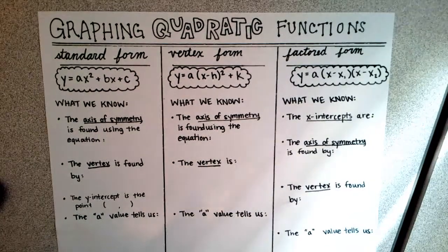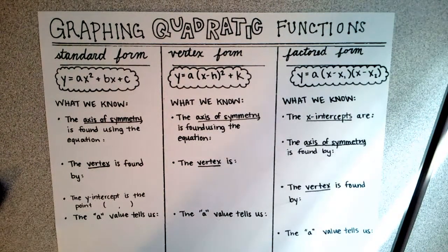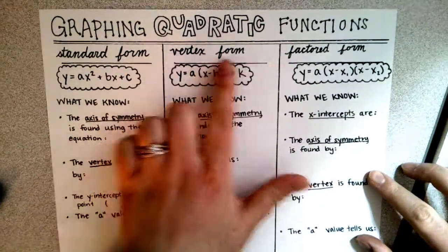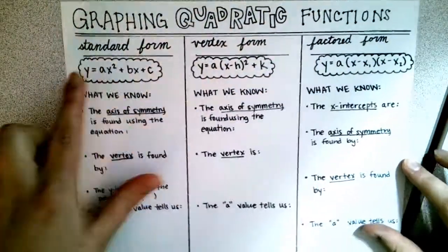Hi Algebra students! In this video we're just doing a quick review of the three forms of quadratic equations that we've learned so far and the information that we know when the equation is in each of those three forms. So we have standard form, vertex form, and factored form. We'll start with standard form.